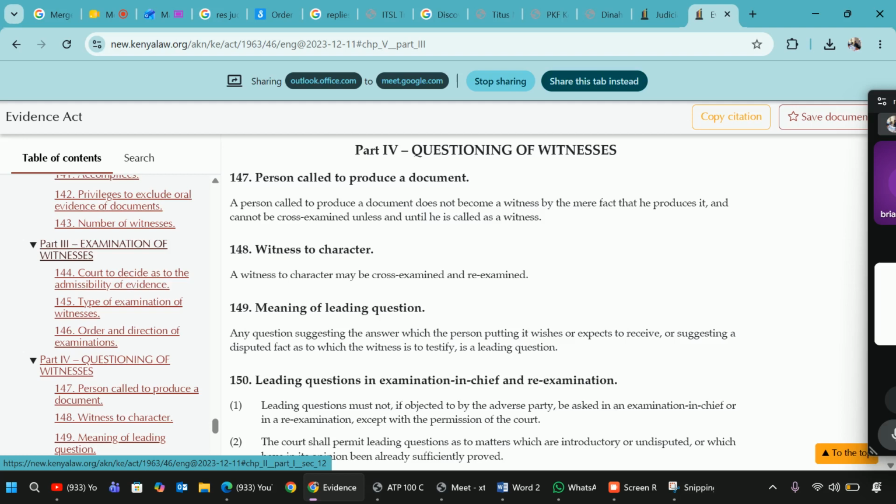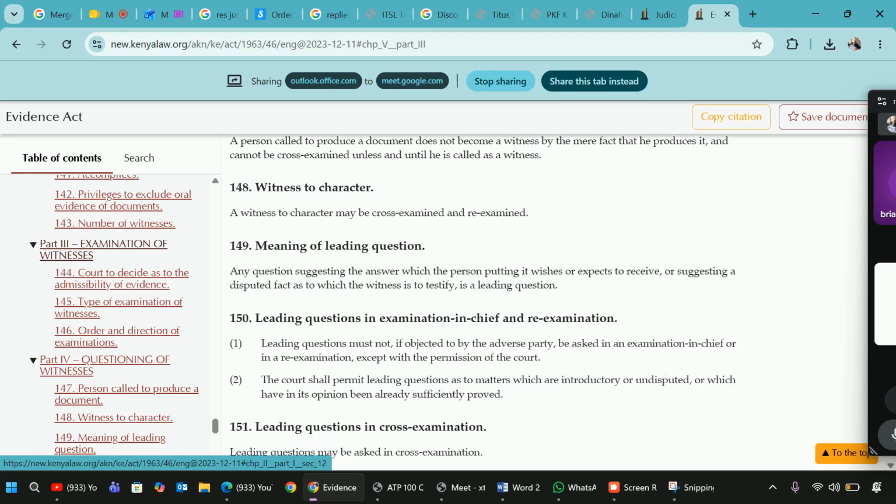Okay. Part 4 of the Act, questioning of witnesses. Section 147, person called to produce a document. A person called to produce a document does not become a witness by the mere fact that he produces it, and cannot be cross-examined unless and until he is called as a witness. 148, witness to character. A witness to character may be cross-examined and re-examined.